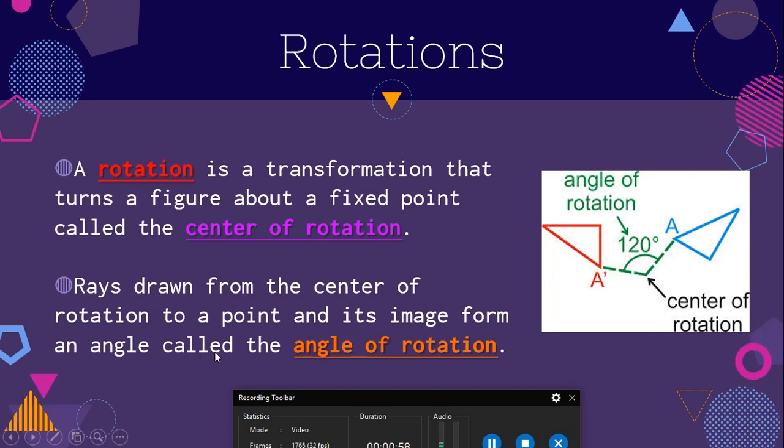If you were to draw a ray from the center of rotation, which is located right here, to corresponding positions like A and A prime, you would be able to calculate the angle of rotation. In our picture, they're turning the figure 120 degrees. We're going to stick with more common rotations of 90 degrees and 180 degrees.